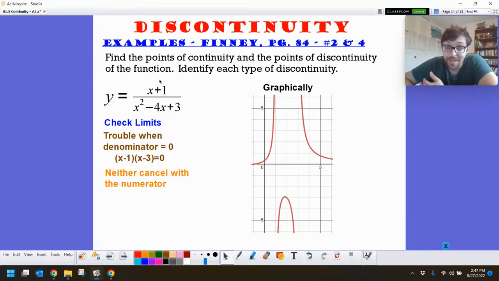Neither of these two factors are going to cancel with my numerator. So they are causing some discontinuities there. If they had been able to cancel, they would have been removable discontinuities because I could have written the function without those things in the denominator. Anything that cancels is a removable discontinuity. Things that can't cancel with the numerator create infinite discontinuities. So these are both infinite discontinuities because they do not cancel with our numerator.